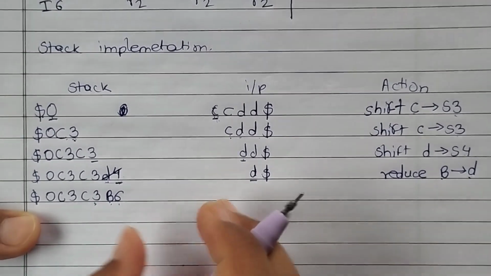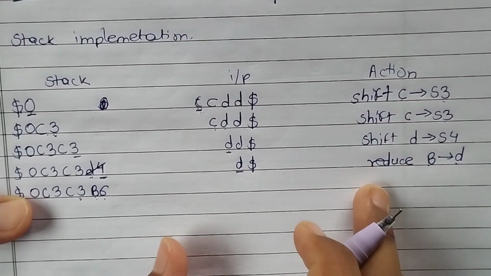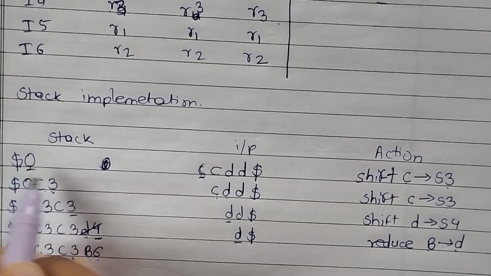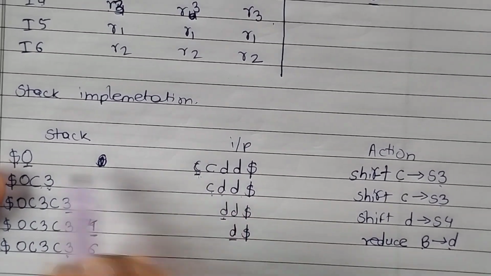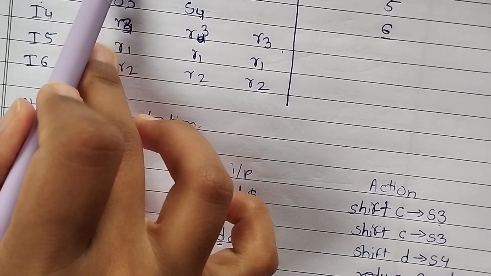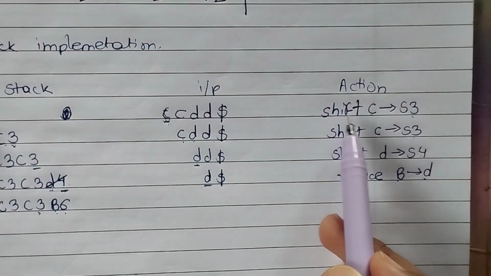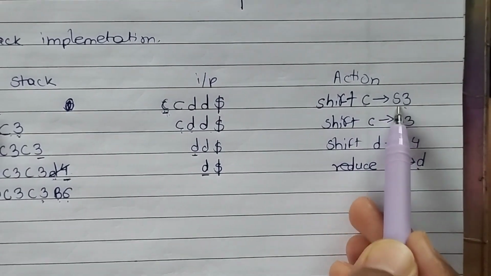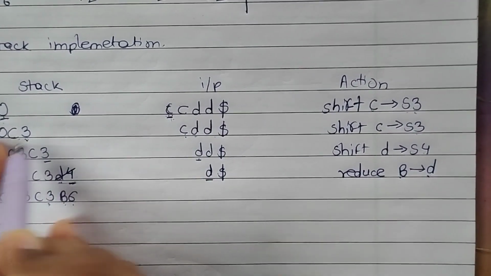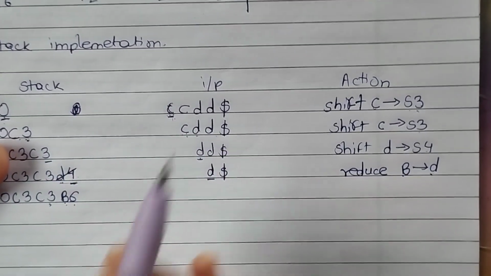So 6. I hope you all get the idea how we perform the shift and reduce operation. First, the stack starts with 0. We consider one variable. We check I0 for the opening bracket. I0 and opening bracket is S3. S3 is nothing but the shift. So we shift this opening bracket with S3. The numbering is 3. Then 3 and opening bracket same.